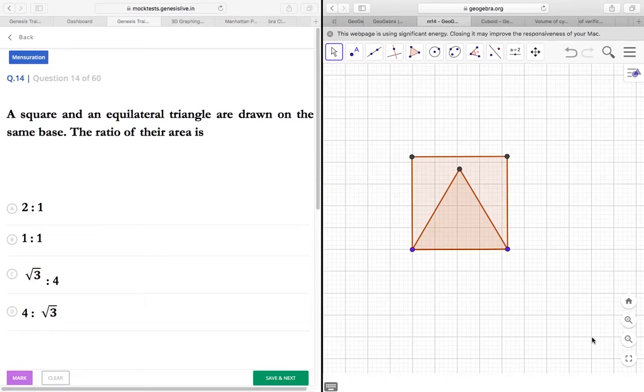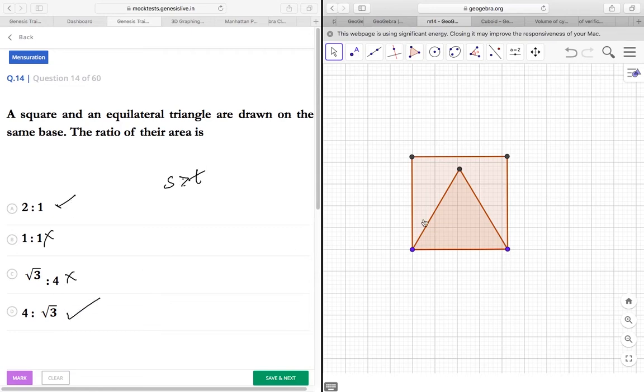Next one, 14th one. A square and an equilateral triangle are drawn on the same base. Fine, I have drawn the diagram for you. The ratio of their area is, so the ratio of square to triangle, right? So definitely this is more than the triangle, so this is ruled out, and then this is also ruled out. I will have to choose between either this or this.